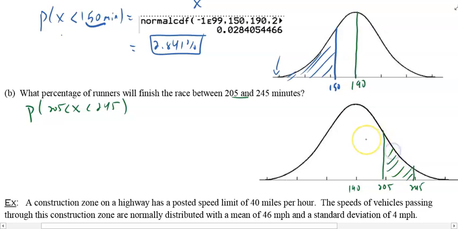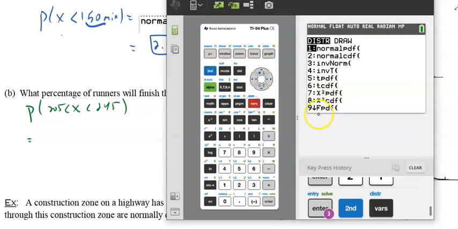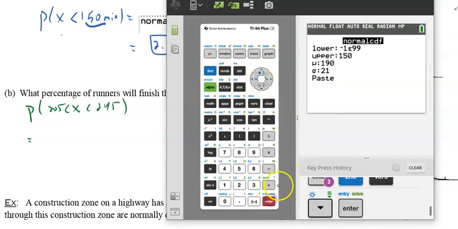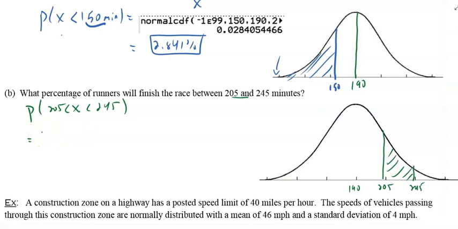I could convert this to a z-score. Back in the days, we had no choice because we used the z-table. Now with the technology, guess what? The calculator could do it. Just tell it what to do. Go to normal CDF. What's the lower end? 205. What's the upper end? 245. The average is already stored, like I said. What standard deviation is there? Paste and tell me what that area is, and there's my answer.